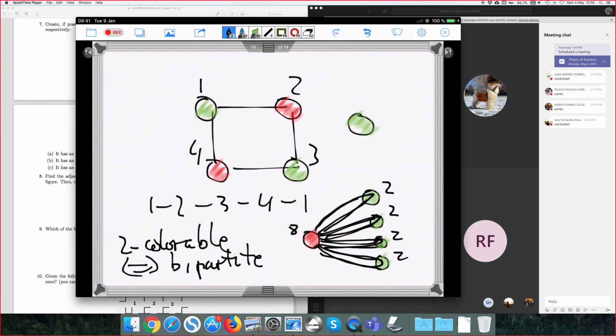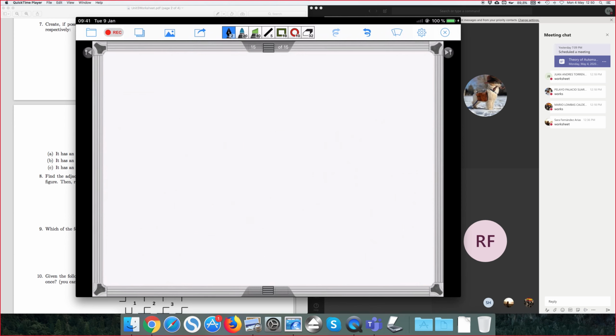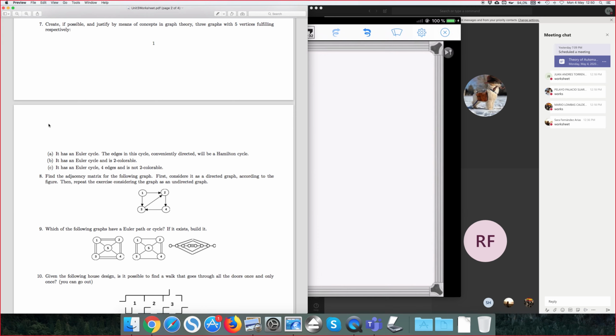Okay, so this can be done, but you need to be careful not to impose too many conditions on the graph. We are not asked in the exercise to do it in a simple way or in a connected way. Okay. So for the third part, 5 vertices with 4 edges, an Eulerian cycle, and it must be not two colorable.